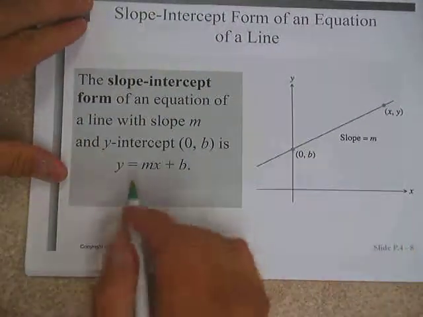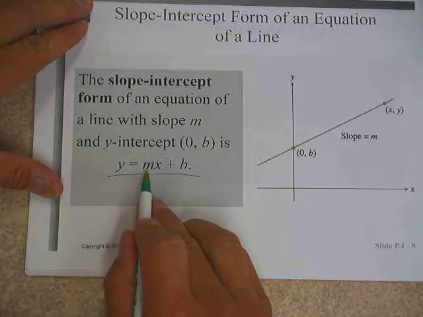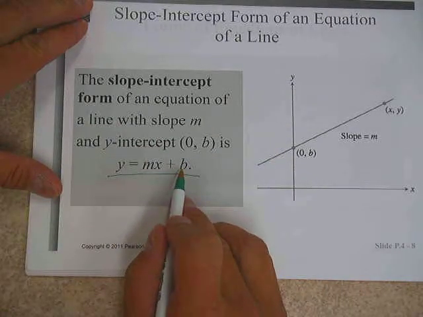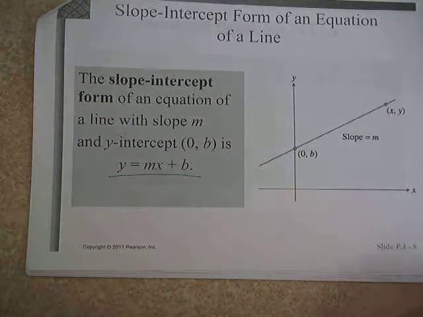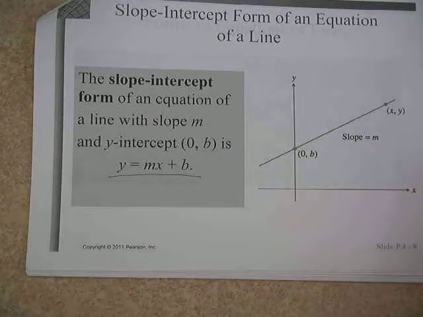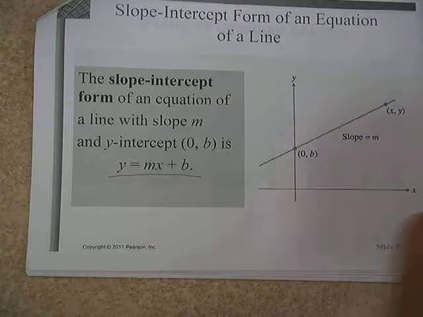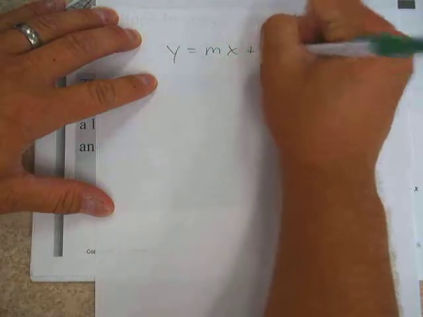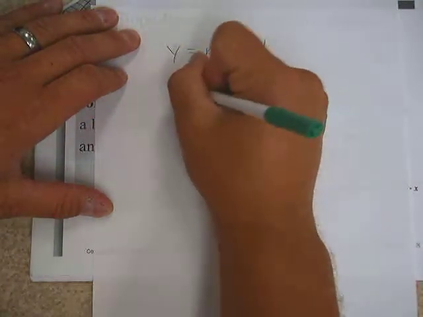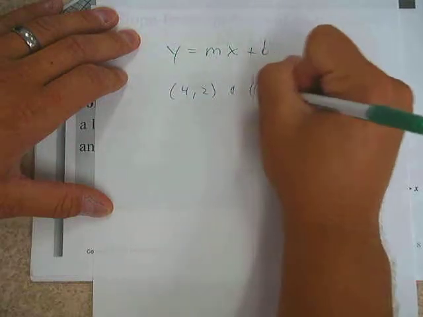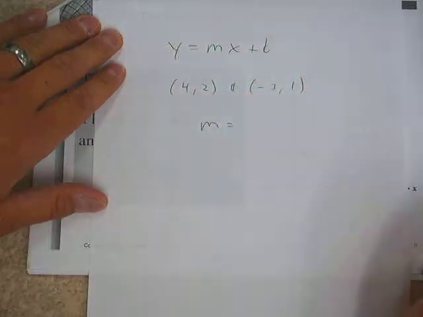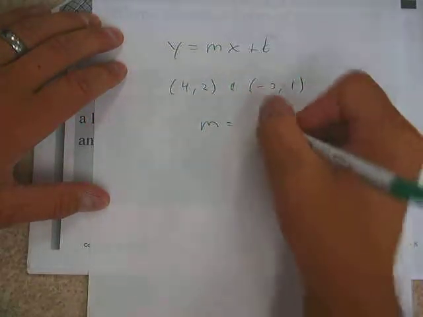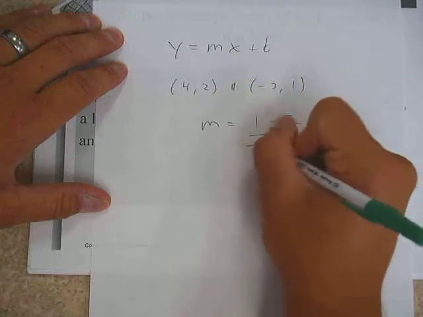Okay. And then finally, for today, what we're going to look at is the third form of the equation for a line, and that's slope-intercept form. Okay, this is a useful form because if you look at the equation, you can see the slope and this b value, the y-intercept, right off the equation. Okay. So, say we were given 2 points, and again, knowing that we're trying to write the equation in the form y equals mx plus b, say we're given the points (4, 2) and (negative 3, 1).